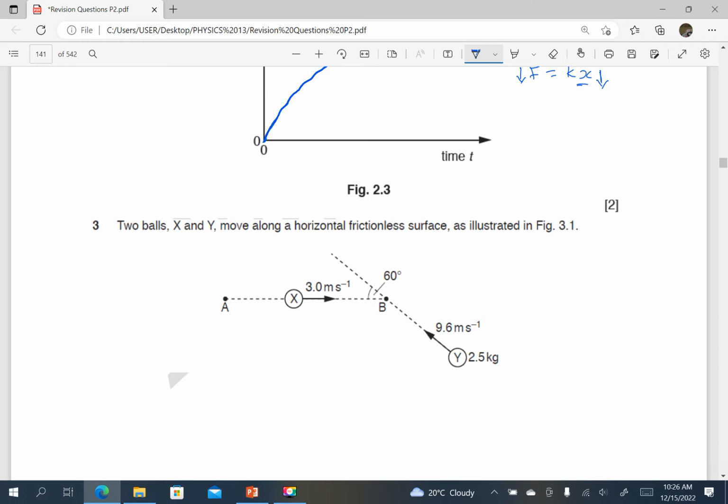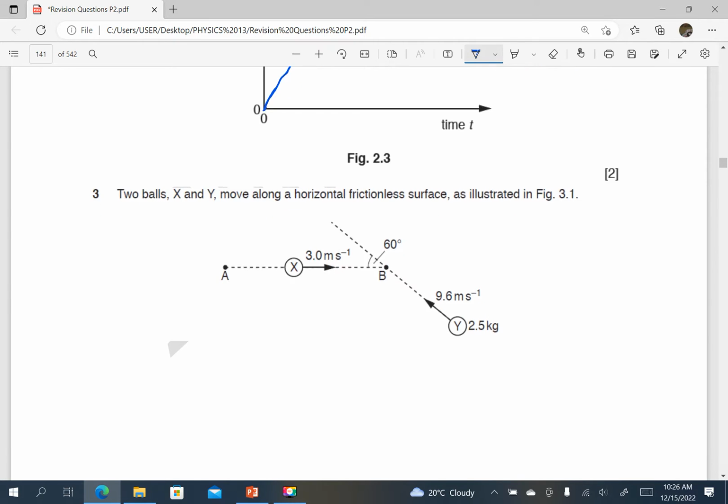Two balls X and Y move along a horizontal frictionless surface as illustrated here. So this is the initial direction of ball A. I will extend this. I'll also introduce a vertical plane because I know this momentum is in 2 dimensions. So I'll also introduce a vertical plane. As a mathematician, you notice that if this angle here is 60 degrees as labeled, this angle is also 60 degrees.